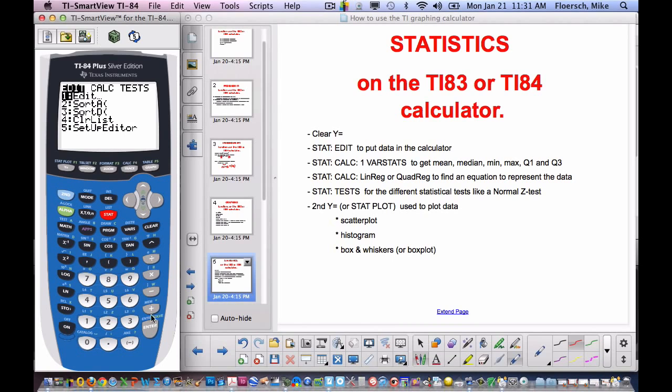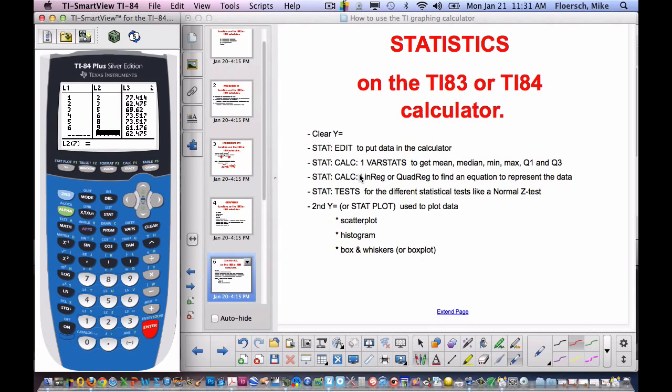Hit stat, edit, and in list 1, I'm just going to make up some numbers. Let's just say 1, 2, 3, 4, 5, 6. And in list 2, these numbers are going to be 2, 3, 5, 6, 8, 9. These are just some coordinates that I've gotten, some data I have. I want to work with those data. I've plugged them in with stat edit to put the data into the calculator.